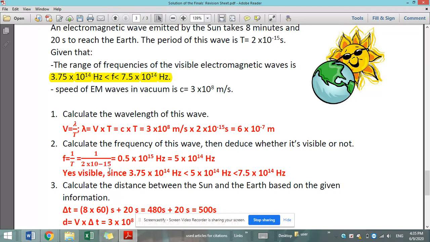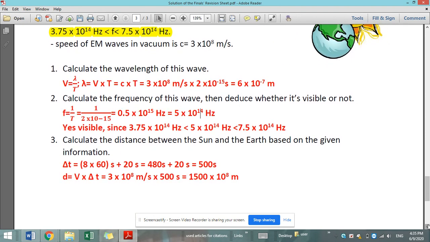Now, yes, we can see that it is visible since 5 is greater than 3.75 and less than 7.5, but I allowed myself to do this comparison only because we have the same order, times 10 power 14 hertz. So yes, visible since 5 times 10 power 14 hertz is within the visible range of frequencies.